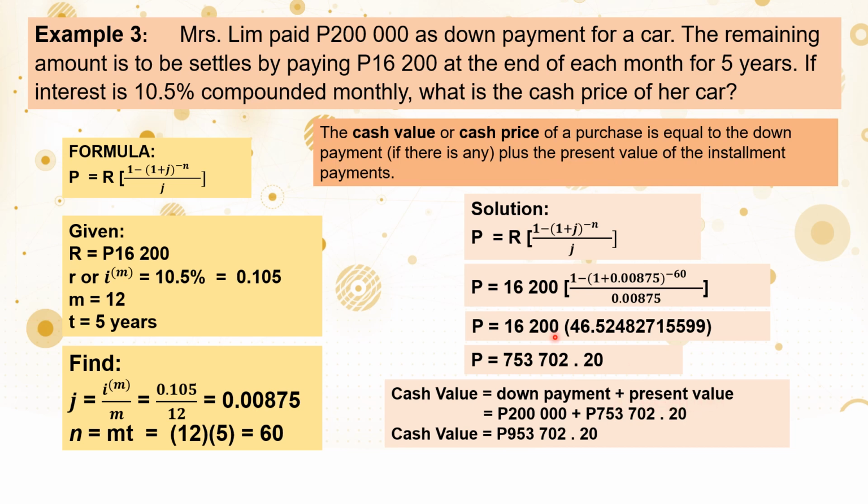So to find the cash value or cash price, it is equal to down payment plus the present value. So the down payment of Mrs. Lim is 200,000 pesos plus our present value, which is 753,702.20. Adding these two, we will get 953,702.20. Thus, the cash price of the car is 953,702.20 pesos.